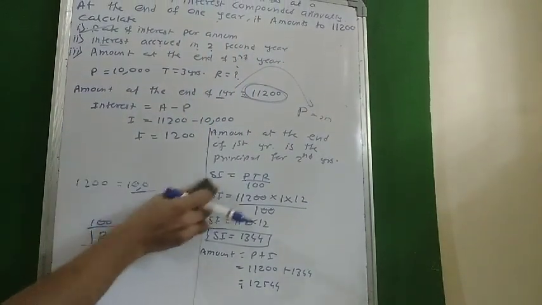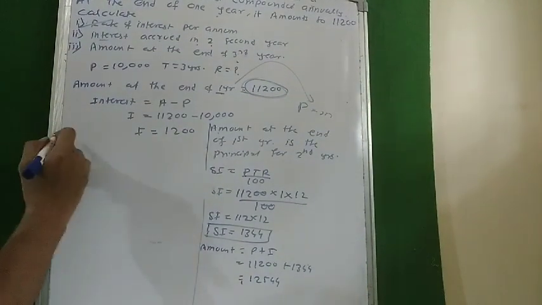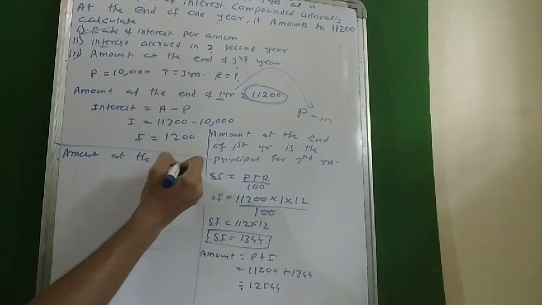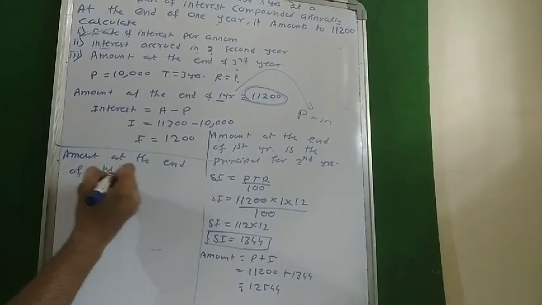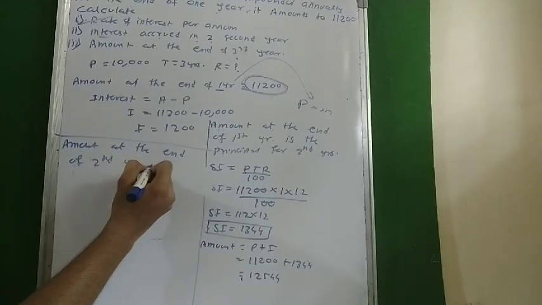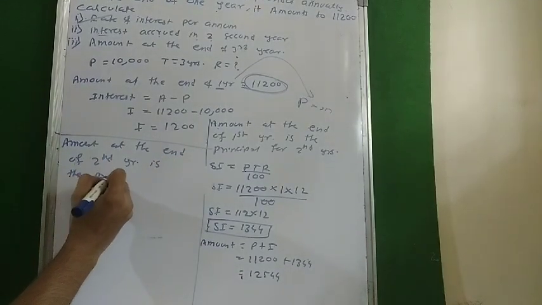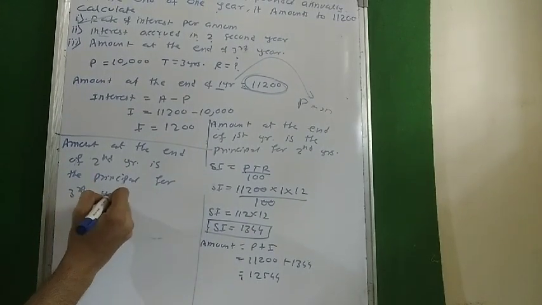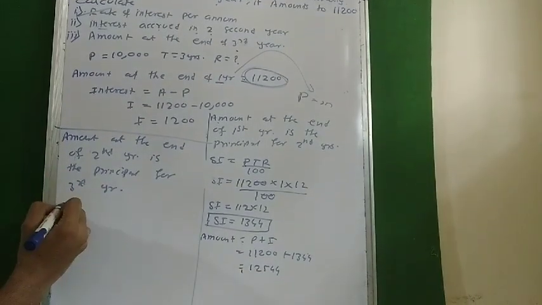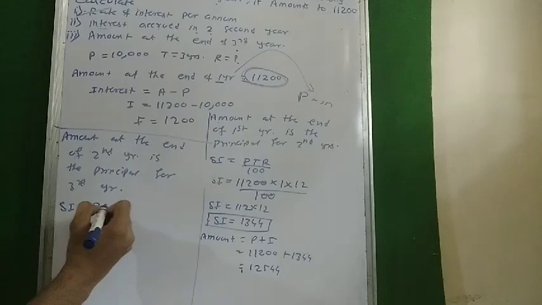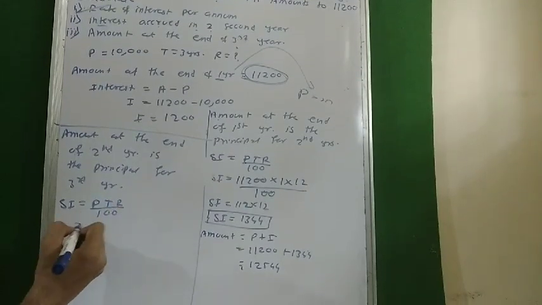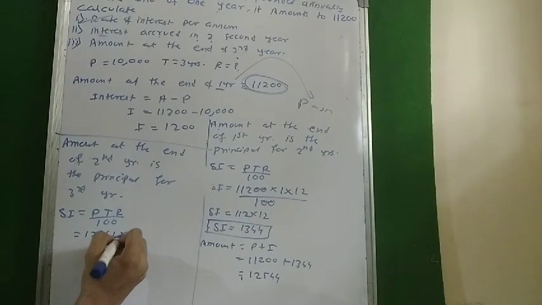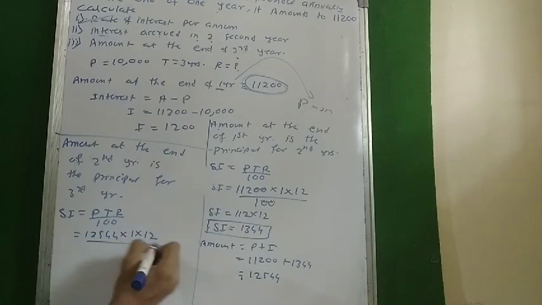I'll just erase this part. Amount at the end of second year is the principal for third year. Okay, so I will find the simple interest now. Simple interest is equal to PTR upon 100. What is the principal? 12,544. 12,544 multiplied by time is 1 and rate is 12 upon 100.